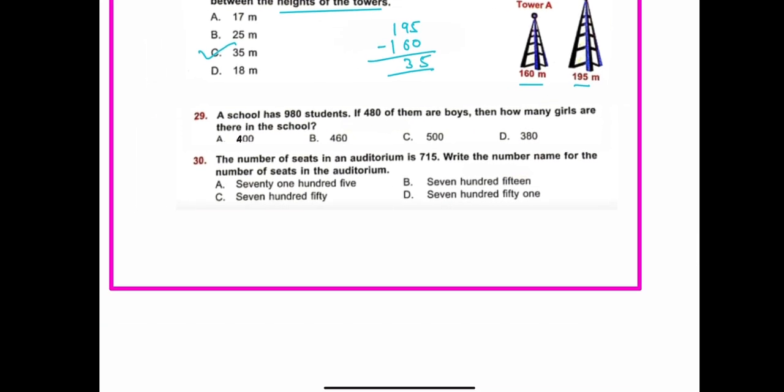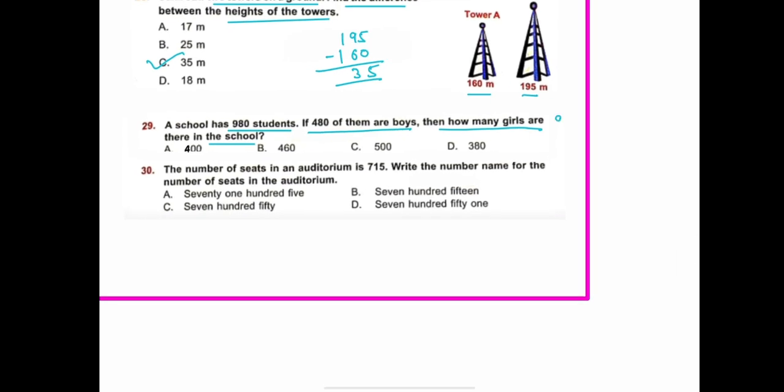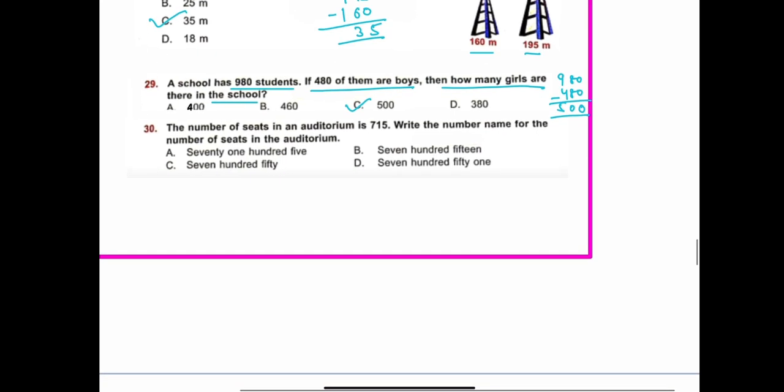A school has 980 students. If 480 of them are boys, then how many girls are there in the school? So this is the question of subtraction. So total students are 980. 480 are the boys, then remaining are the girls. So subtract the value. It means 500 are the girls in the school.